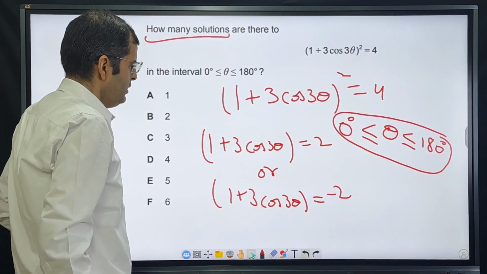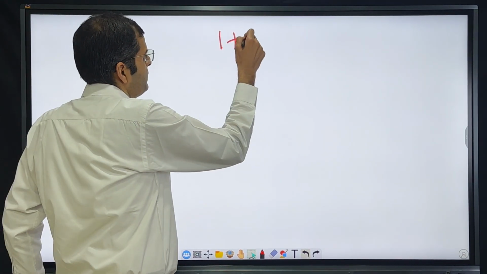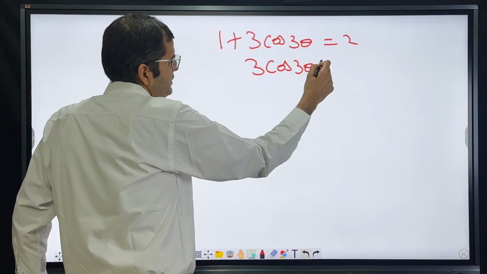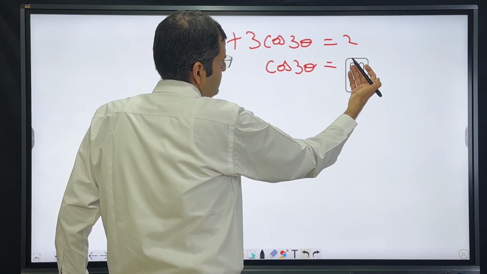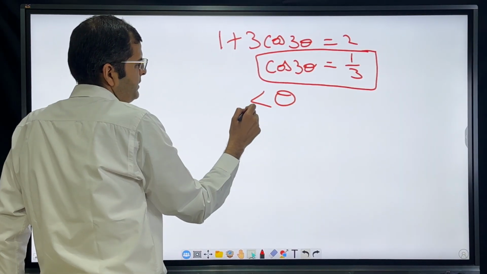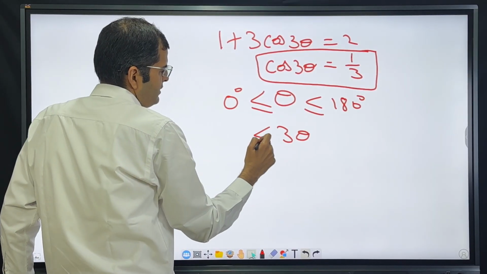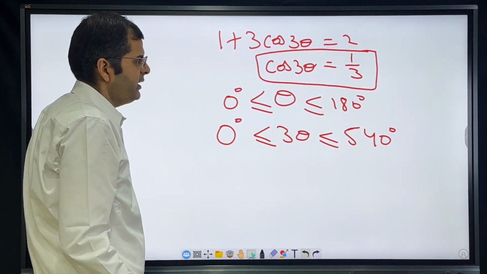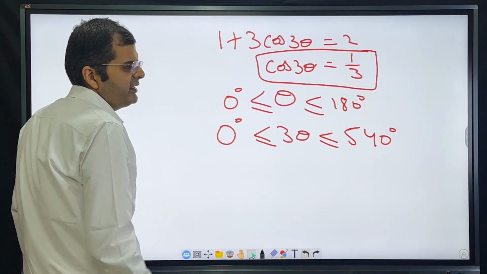Okay. So first part we'll take 1 plus 3 cos 3 theta equal to 2. So from here we get 3 cos 3 theta is equal to 2 minus 1, which is 1, or cos 3 theta is 1 by 3. Now if theta lies between 0 degree and 180 degree, then 3 theta lies between 0 degree and 540 degree. Okay. So we have to find cos of 3 theta equal to 1 by 3, such that 3 theta lies between 0 degree and 540 degree.